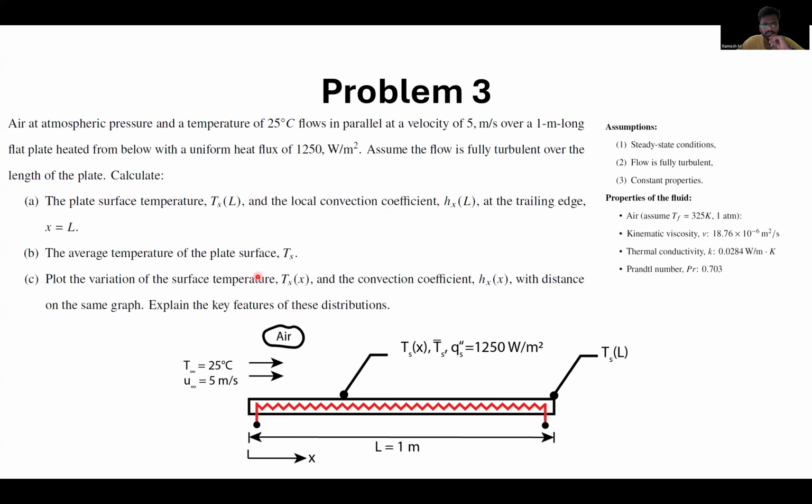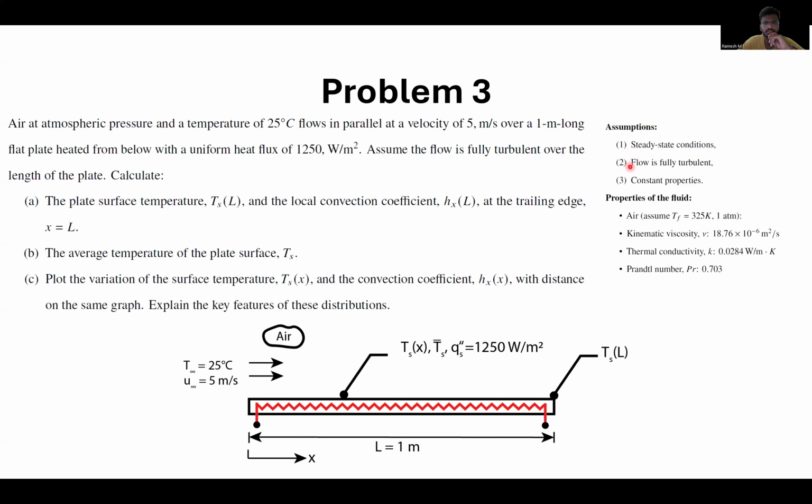So there are three things we need to find: the plate surface temperature and the local convection coefficient at the trailing edge of the plate, and the average surface temperature as part of the second subsection. And we should plot the surface temperature variation and convection coefficient across this domain to visualize how the trend is looking.